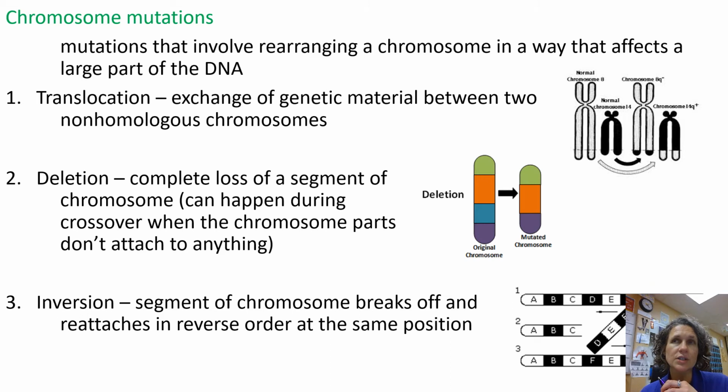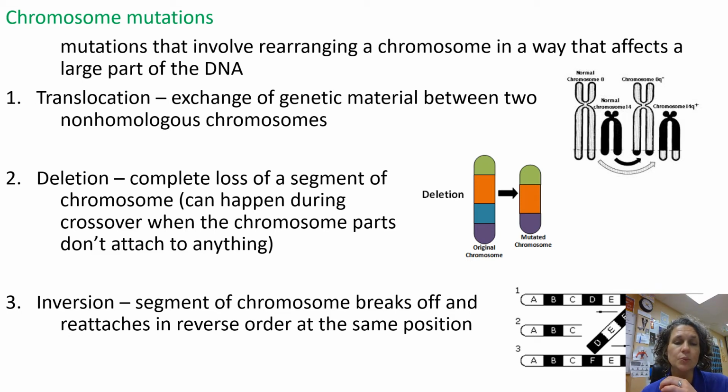In deletion, you just lose a complete segment of a chromosome. This also can happen during crossing over. If the chromosomes break apart and then they think they're going to attach to the other chromosome, and for whatever reason it doesn't happen, then that chromosome doesn't have the piece that it needs, and that piece is lost.